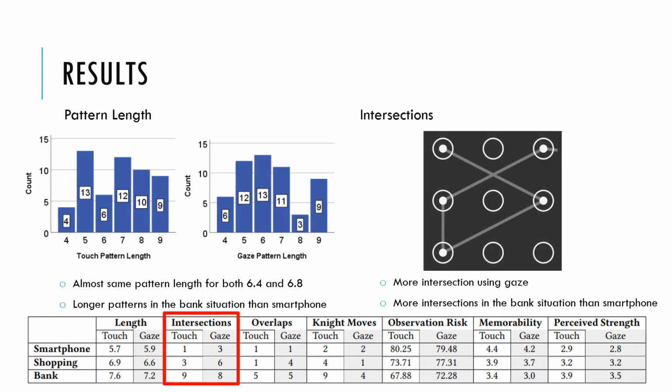Moving on to the number of intersections in the patterns. Intersections mean strokes which cross already drawn strokes, as seen here in the figure. Users tend to include more intersections when using gaze than touch. The analysis didn't reveal any significant difference between both modalities. Situation comparison shows significantly less intersections with smartphone situation than bank context. A reason can be that drawing intersecting patterns using gaze is much easier than using touch.